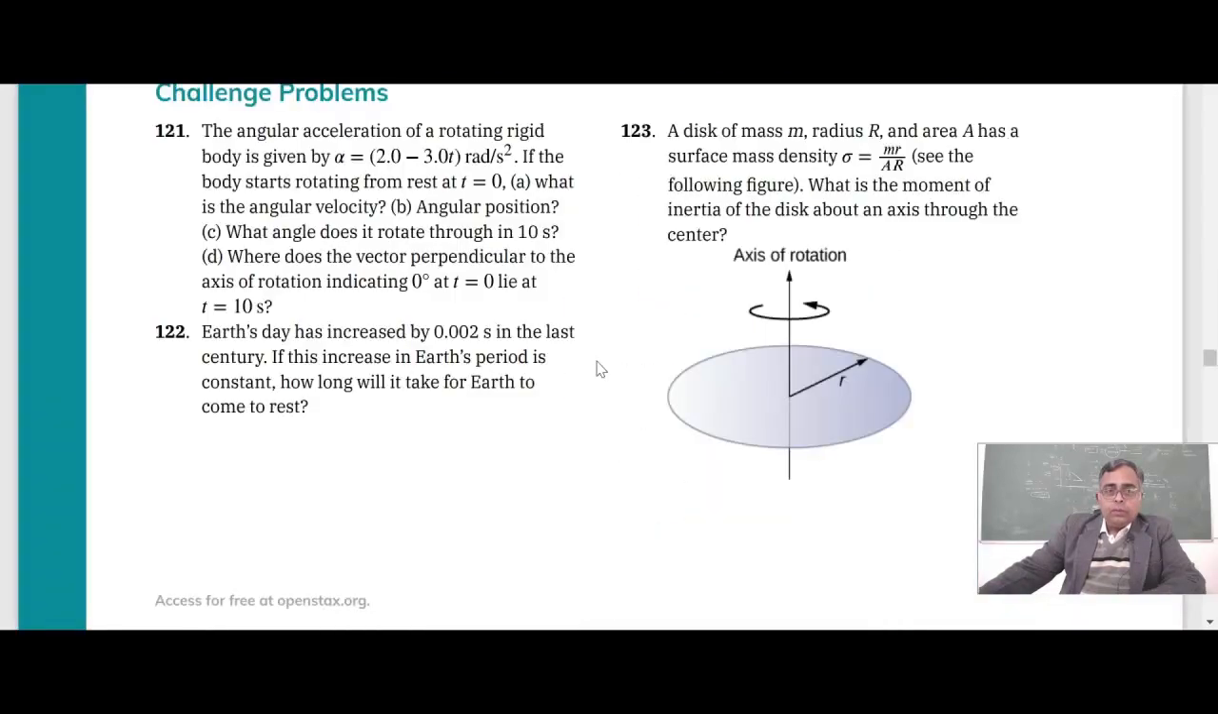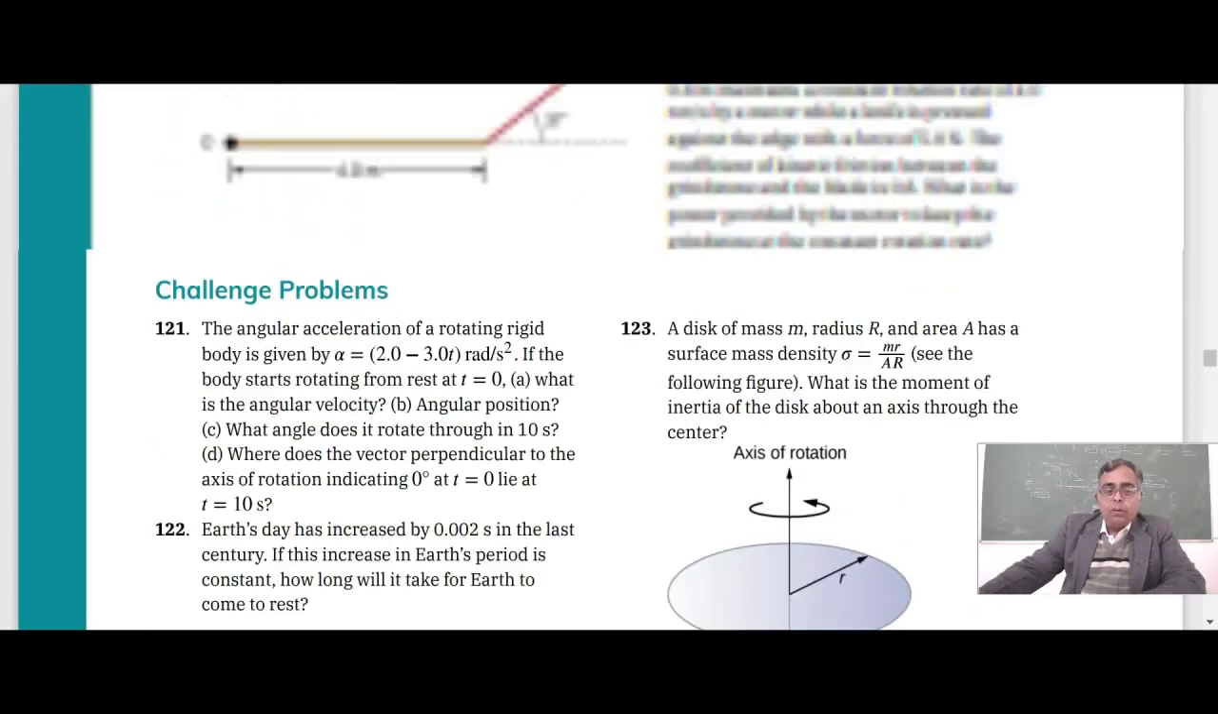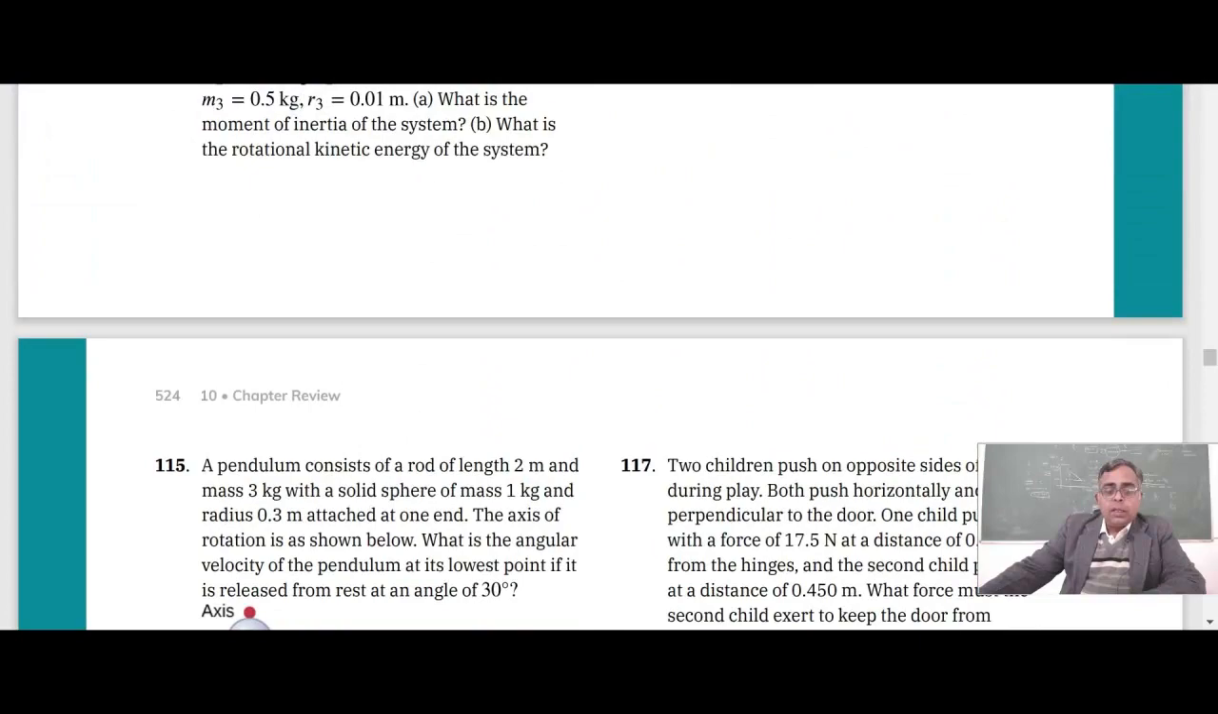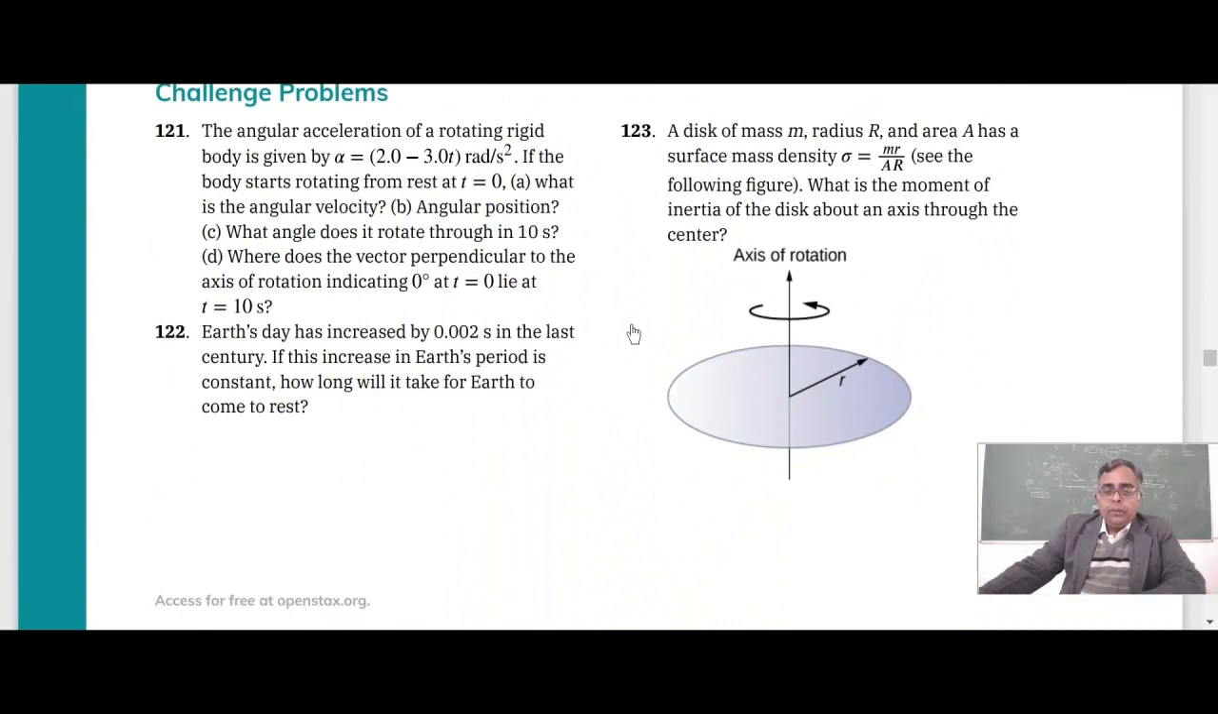The first problem that I am taking is problem 123, in the challenge problem section of chapter 10, given on page number 524. Here we are given a disk, where m is the mass of the disk, R the radius of the disk, and A the area of the disk. The surface mass density, given by the symbol sigma, is equal to mr divided by AR. He says to see the figure, so this is the corresponding figure.